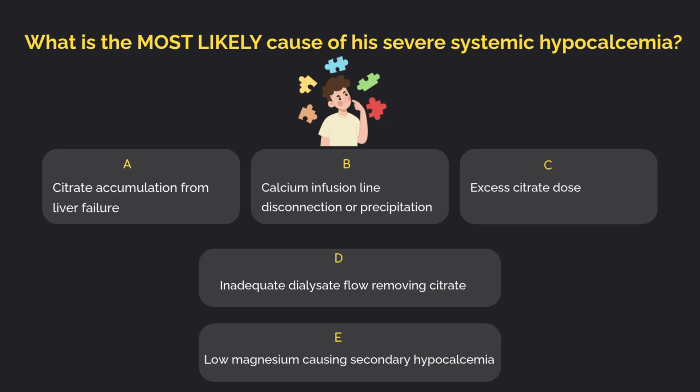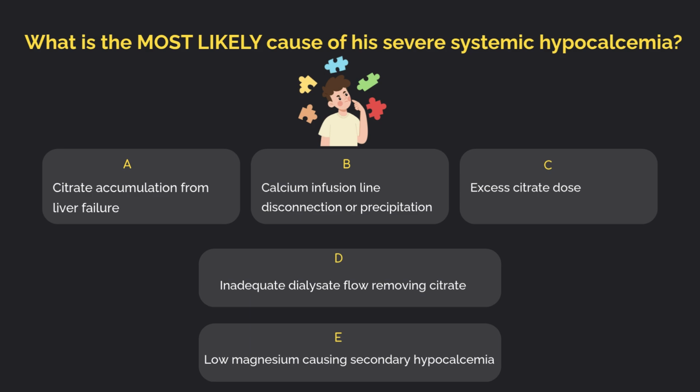Option A, citrate accumulation from liver failure. That would cause both a high total to ionized calcium ratio and metabolic acidosis. But that's not what we are seeing here. Option B, calcium infusion line disconnection or precipitation. That could definitely lead to a drop in systemic calcium while post-filter calcium stays normal. Keep this one in mind.